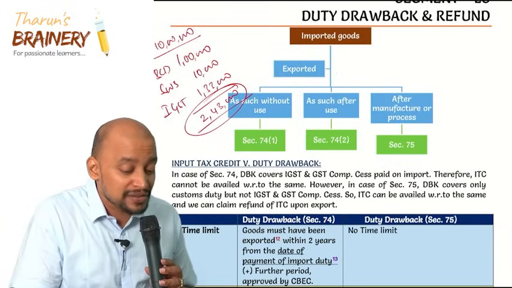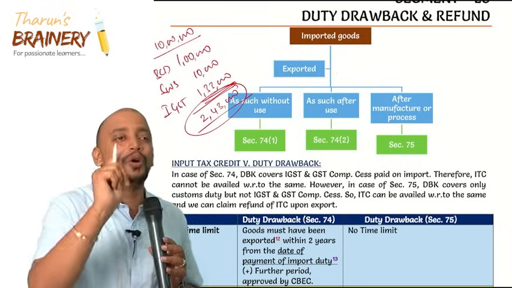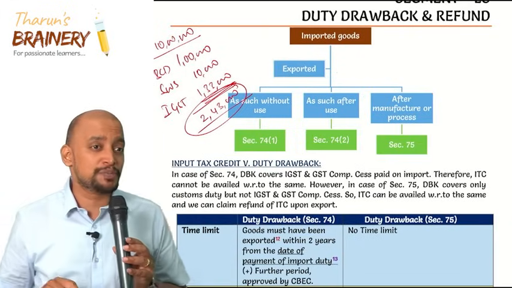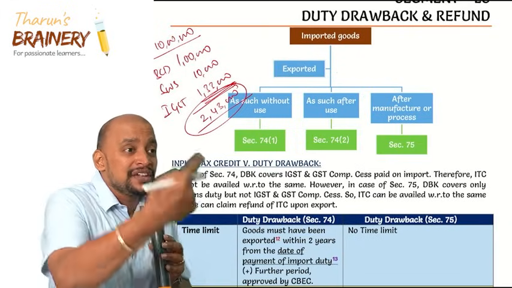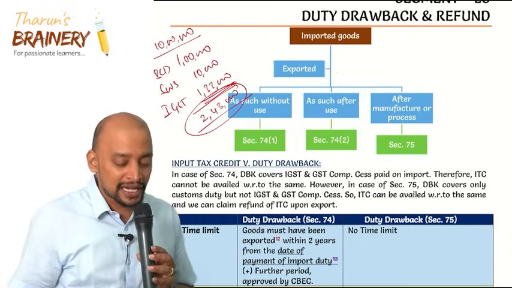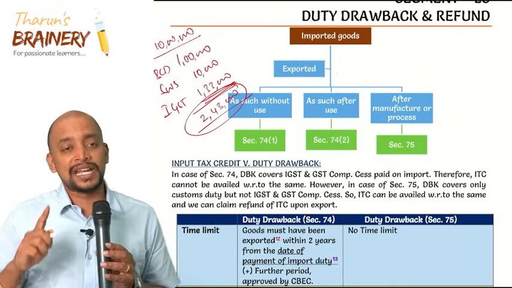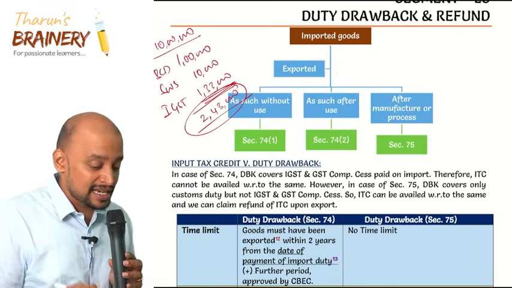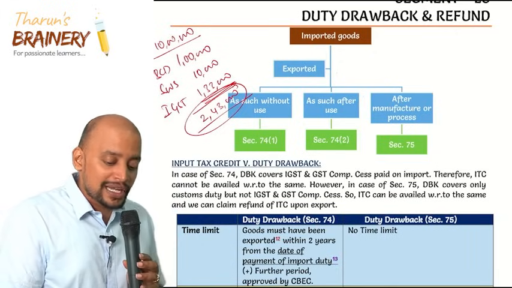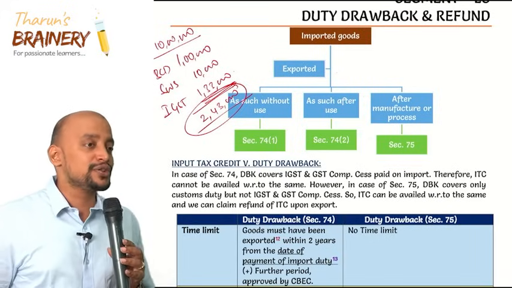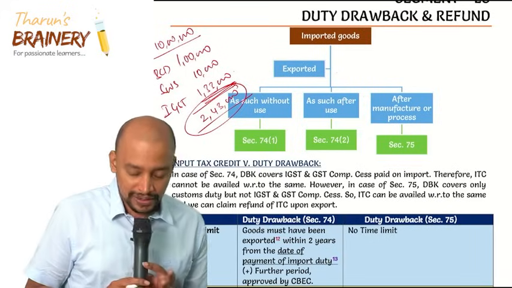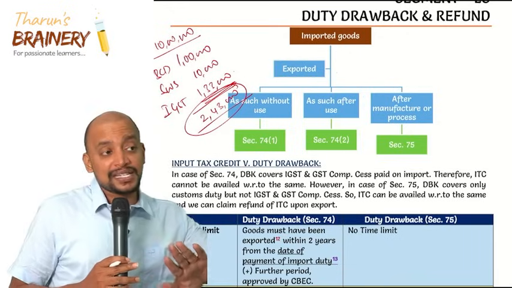Can we take ITC with respect to this 1,33,000? No. Why we should not take ITC with respect to 1,33,000? Already we are claiming duty drawback on that. Generally on import of goods, IGST paid can be taken as ITC. But in this case, you cannot take ITC with respect to that because you are claiming the refund with respect to it. Whereas this is under 74.